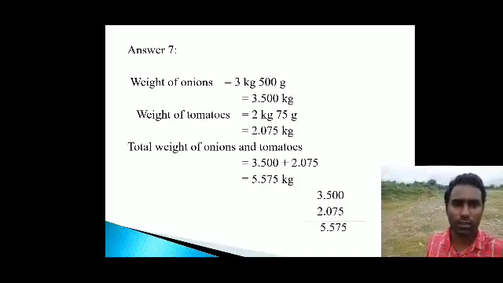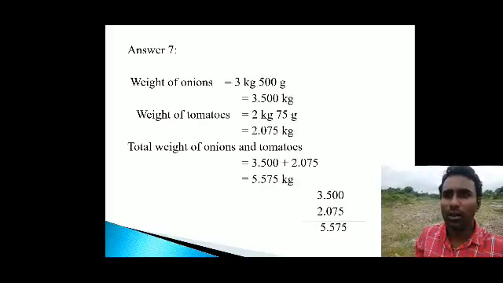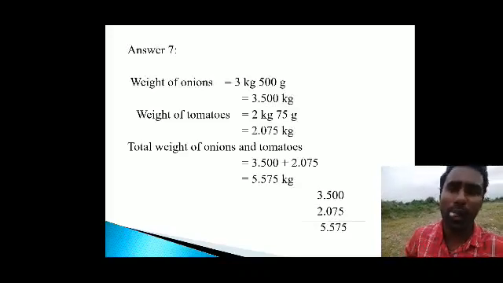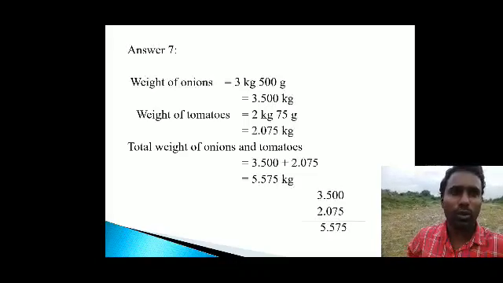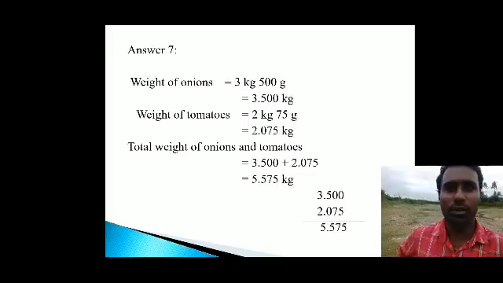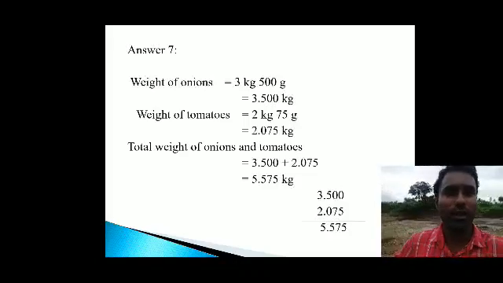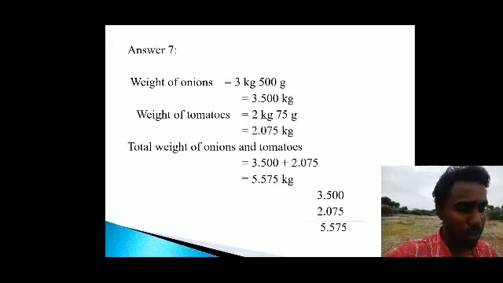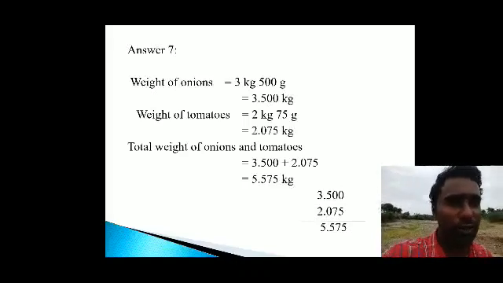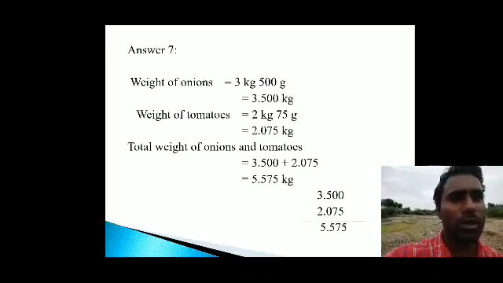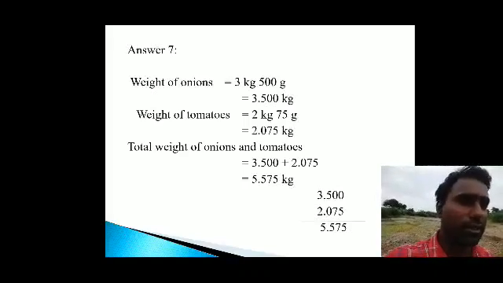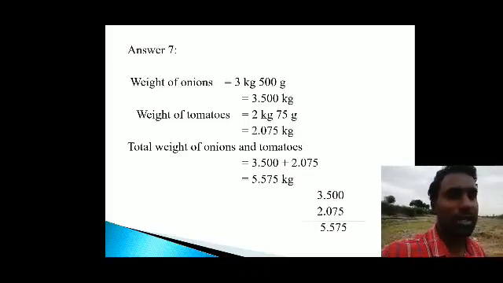Next, the weight of the tomatoes, 2 kg 75 gram. So you have to convert 75 gram into kilogram: 75 divided by 1000 is 0.075. So 2 plus 0.075 means 2.075 kilogram. And the total weight of onions and tomatoes, you have to add. What is the total weight of onions and tomatoes? So 3.500 and 2.075, if you add, that means 575. Okay, 3 plus 2 is 5. So 5.575 is there.